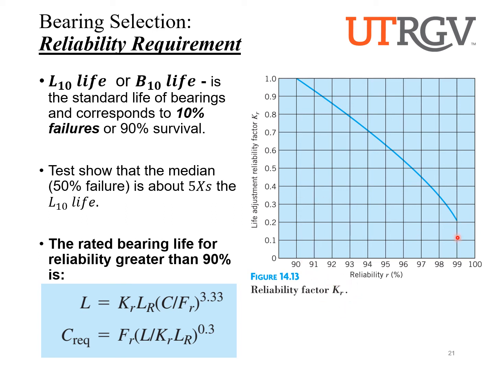So for 99% reliability, you're talking about a KR of, I would just say, 0.2 in this equation. Now, what is that doing? Well, look at where the factor is. For the rated life, if you have all the previous terms and then you multiply by 0.2, really you're saying it's only good for 20% of the original life.